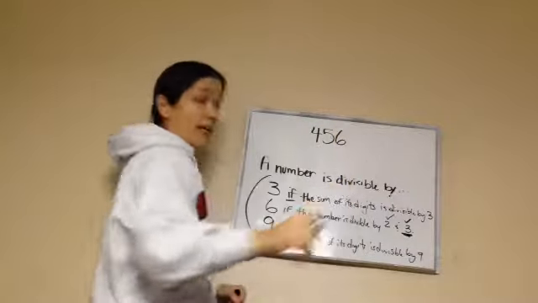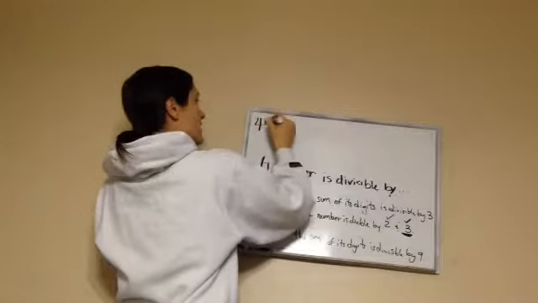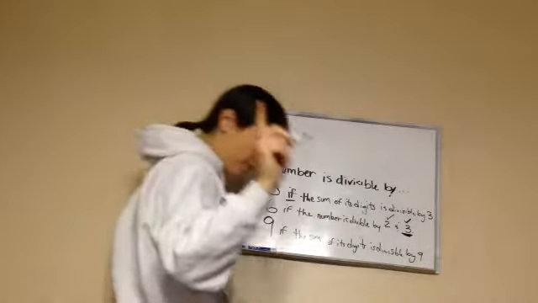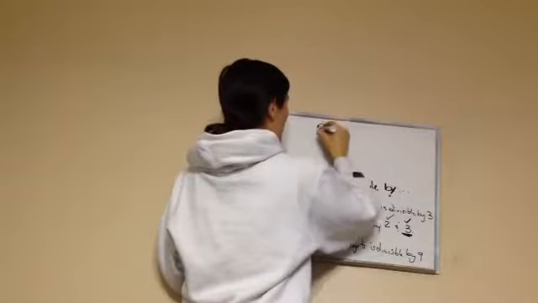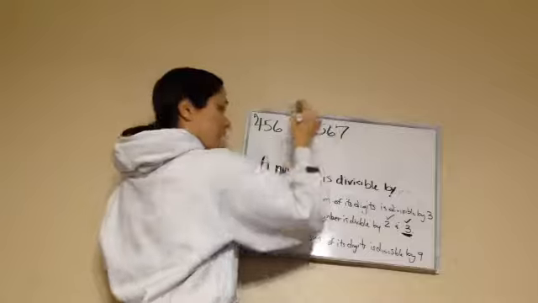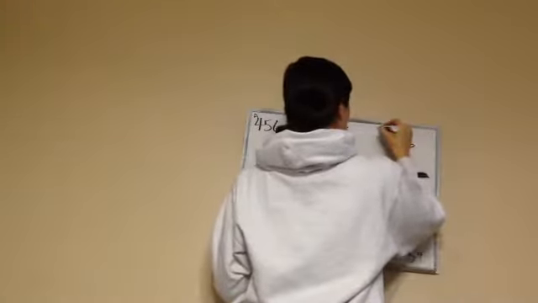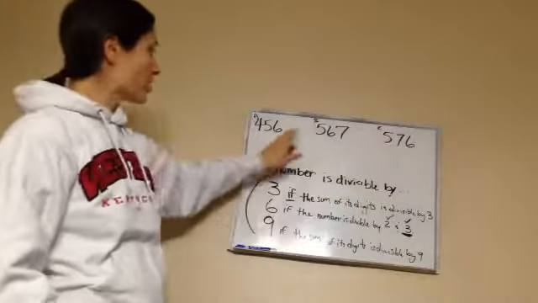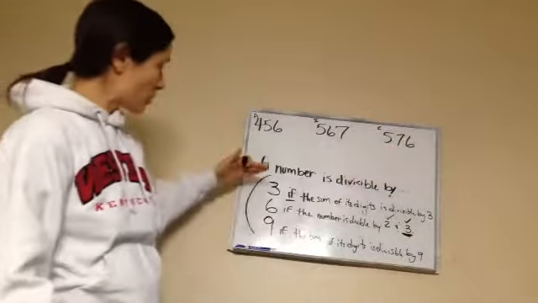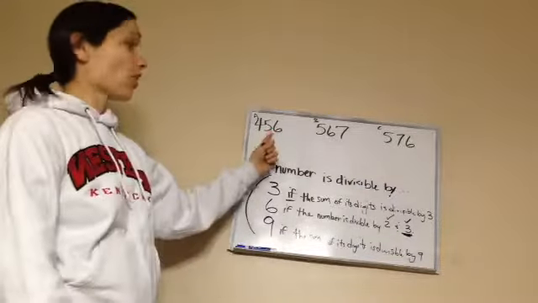456. We're trying to come up with a number, and I have 3 numbers. Let me write it over here. 456, that's one number we're going to look at. Another number we're going to look at is 567. Let's label this one A, B, and then C is 576. Okay, A, B, and C. All right, and we want to know which number is divisible by 3, 6, and 9. Okay, let's start with this one.